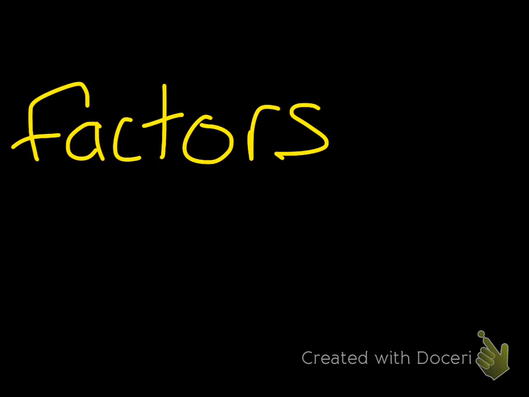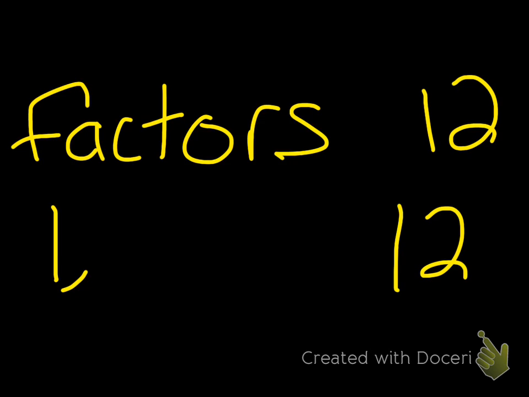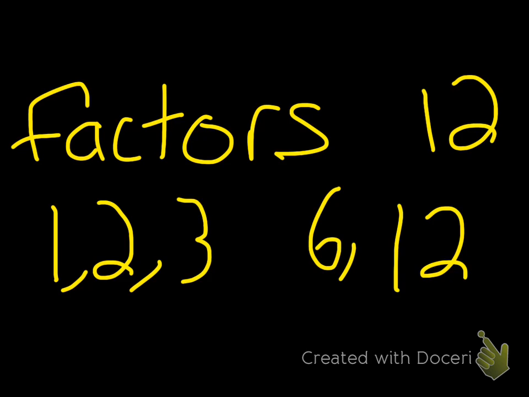You guys are going to learn about factors. So factors are numbers that you multiply together to get an answer. So if we're trying to find factors of the number 12, we can multiply 1 times 12 equals 12. We can multiply 2 times 6 equals 12. Or we can multiply 3 times 4 equals 12. So all of these numbers are factors of 12.